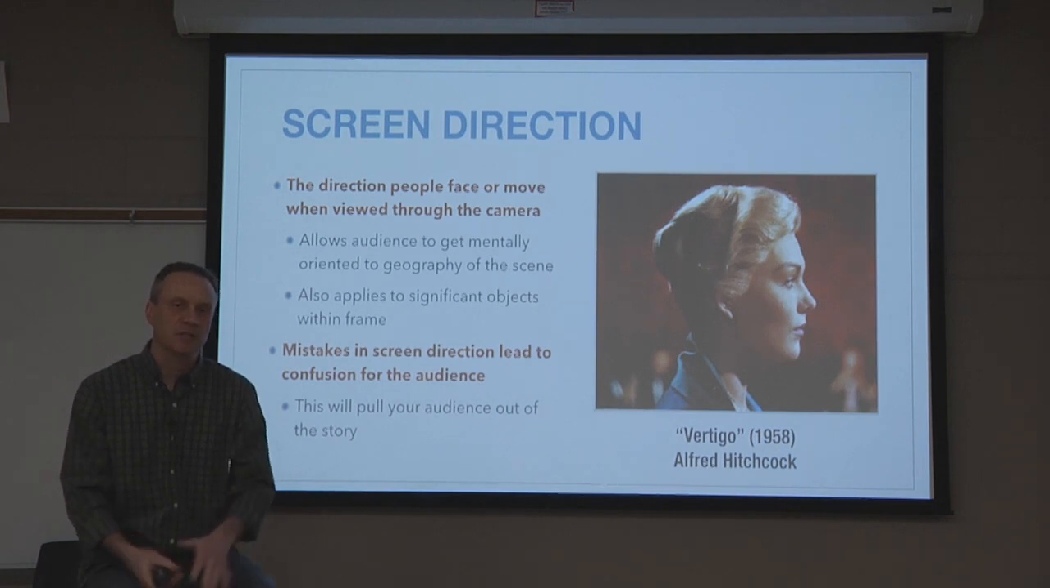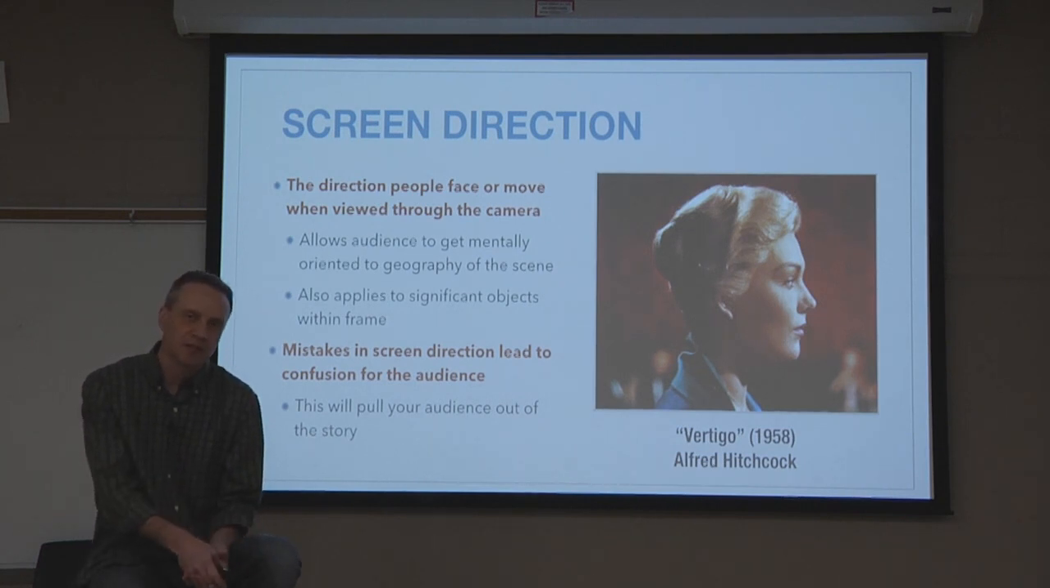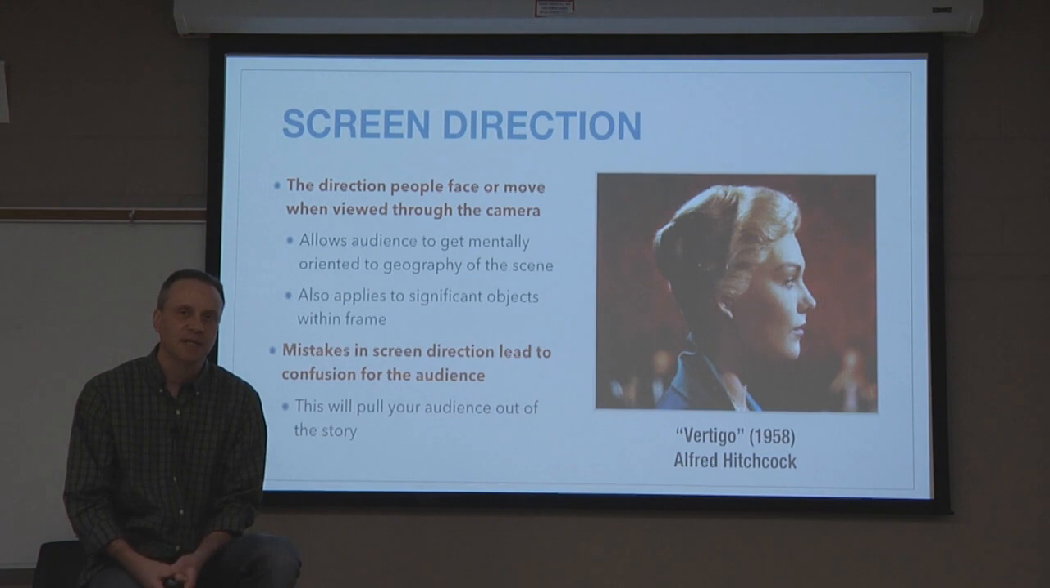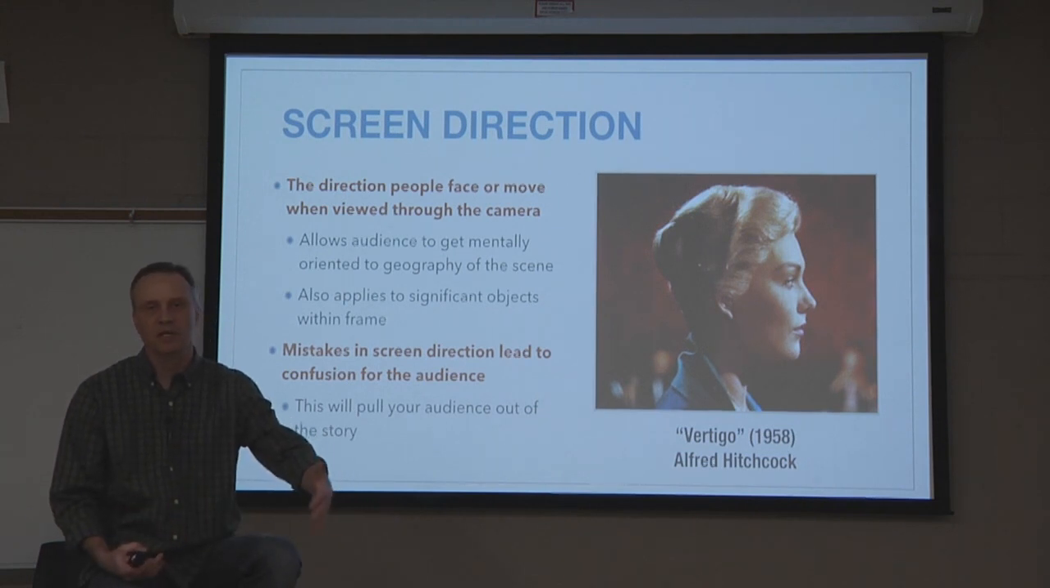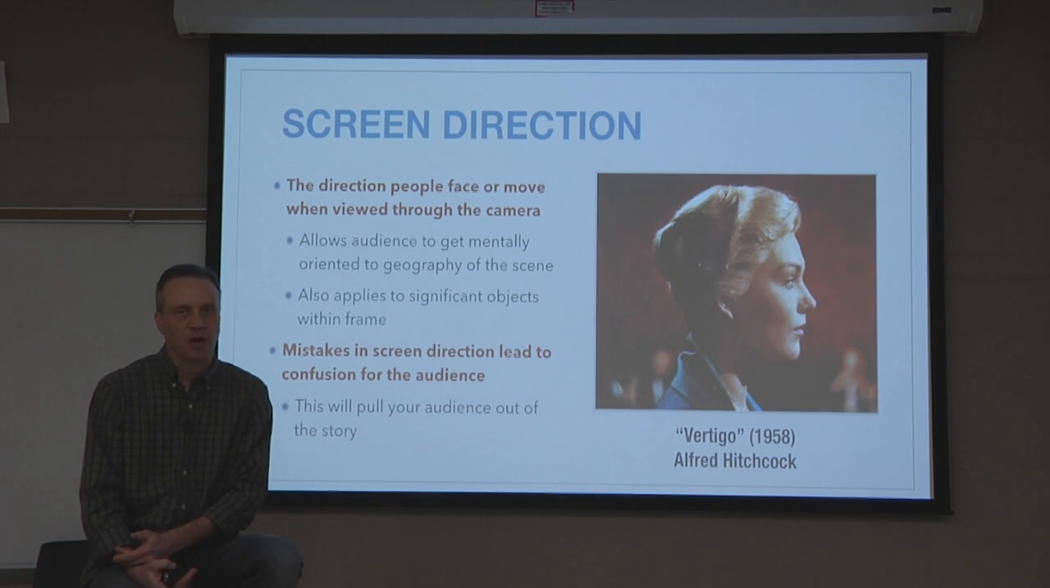Whenever we first establish a scene, we need to orient the audience as to what our location looks like, where people are placed in that location, how they're looking at each other. If there's a disruption to that, if suddenly somebody is where we don't expect them to be, or they're looking in a direction that seems contrary to where they should be, that's a problem. That's a screen direction problem.